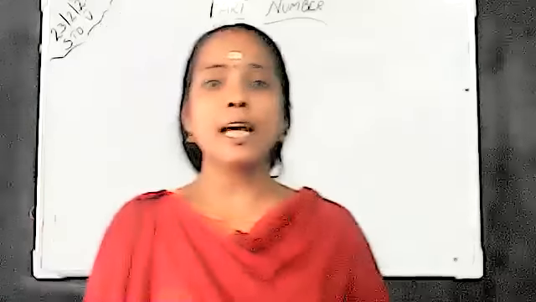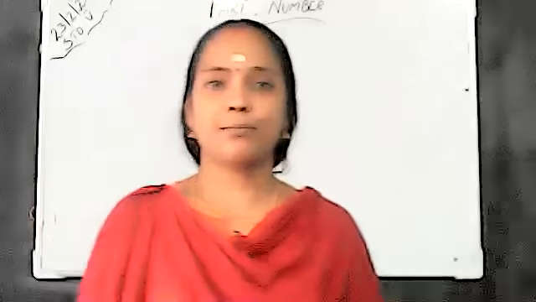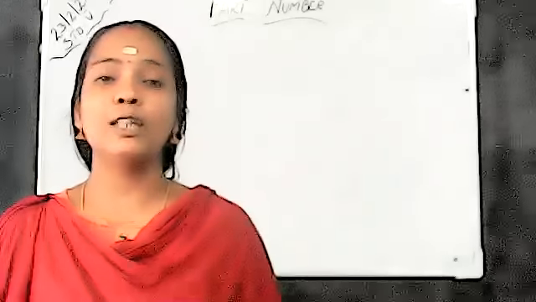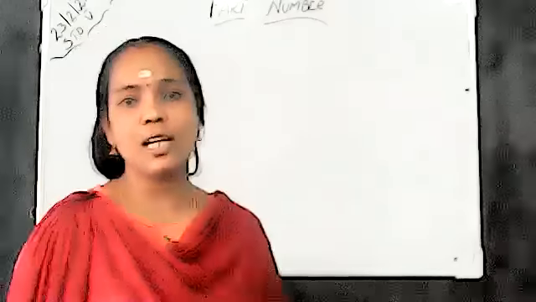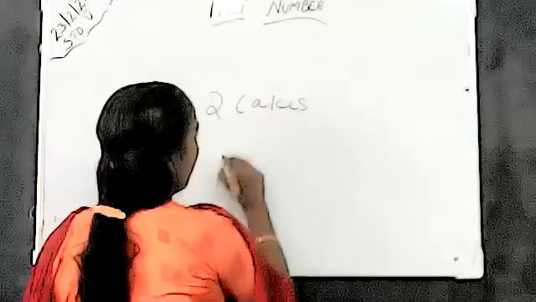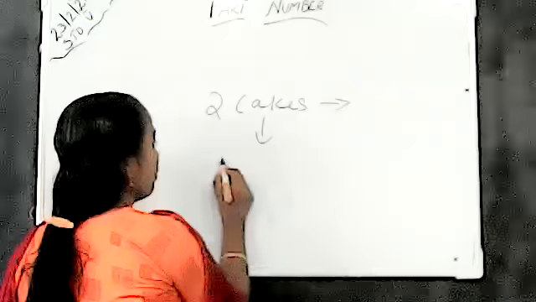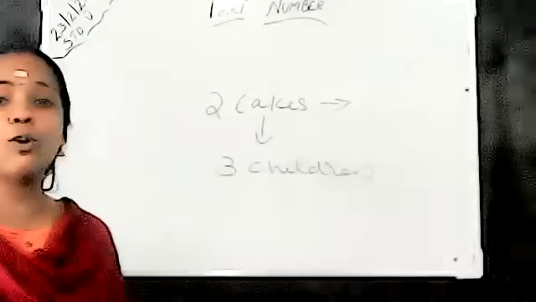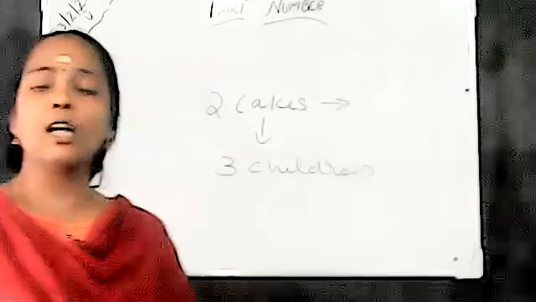Today, I give one example. There are two cakes. These cakes are to be divided among three children. What is the question? There are two cakes, and they are to be divided equally among three children. How can we divide? What is the fraction? How many does each one get?